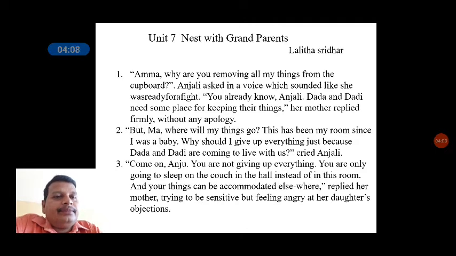Then, you already know, Anjali, mother replied to her, Dada and Dadi need some place for keeping their things. Dada means your grandparent. Grandparent means grandfather and grandmother. Dada means grandfather, Dadi means grandmother. Grandfather and grandmother, Dada and Dadi need some place for keeping their things.